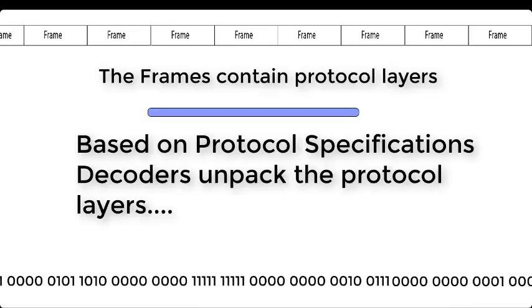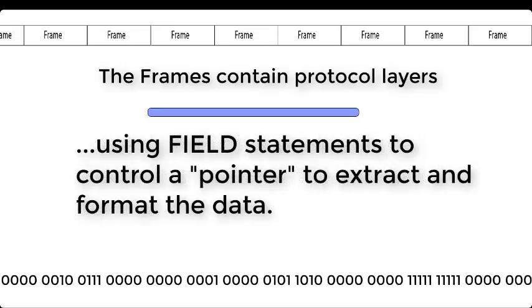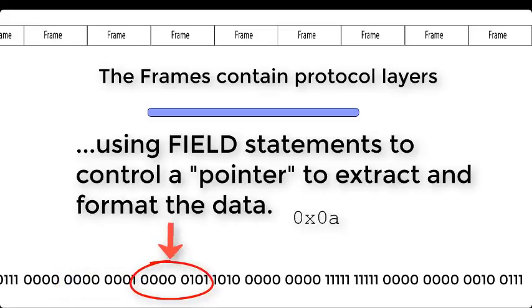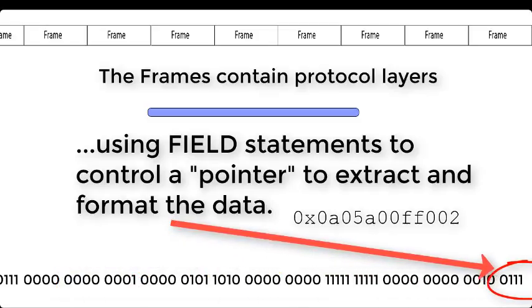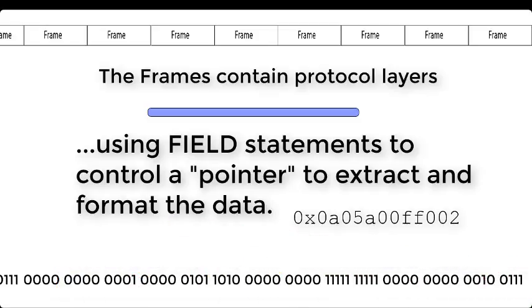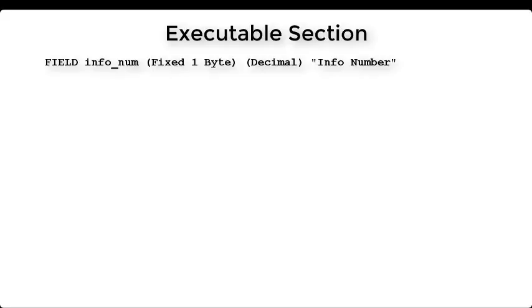It does this by acting as a pointer that moves along the data stream. The executable statements in the decoder's executable section do this work. The field statement is the primary workhorse of the executable section. It has 4 required components.